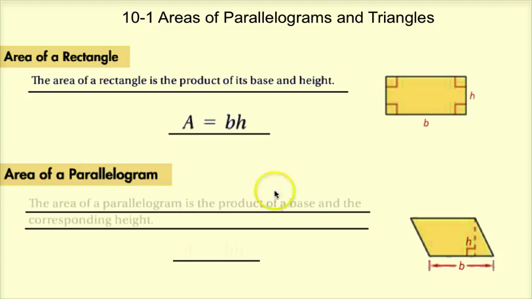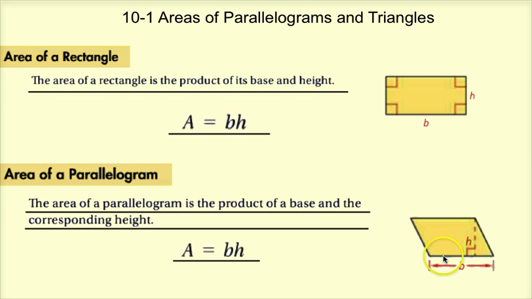A parallelogram. The area of a parallelogram is the product of a base and the corresponding height. It's worded a little bit differently because the base, you're going to see, doesn't necessarily have to be on the bottom here. So it's the product of the base and the corresponding height that goes with that base.